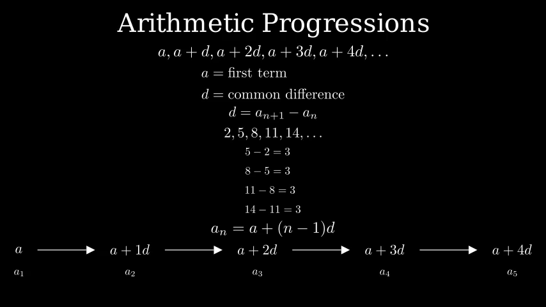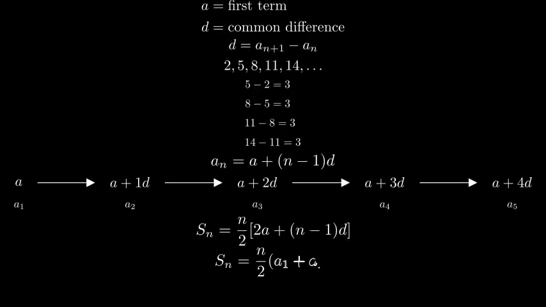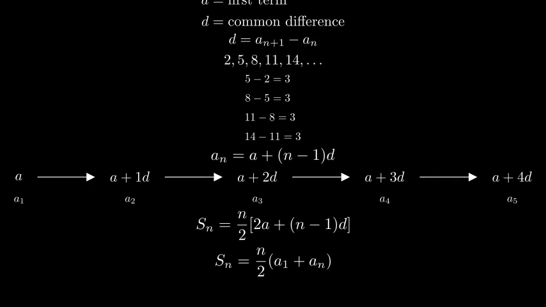Another important aspect of arithmetic progressions is finding the sum of the first n terms. The formula for this sum is S sub n equals n divided by 2 times 2a plus n minus 1 d. Alternatively, we can write this as S sub n equals n divided by 2 times first term plus last term. Let's practice with some questions.